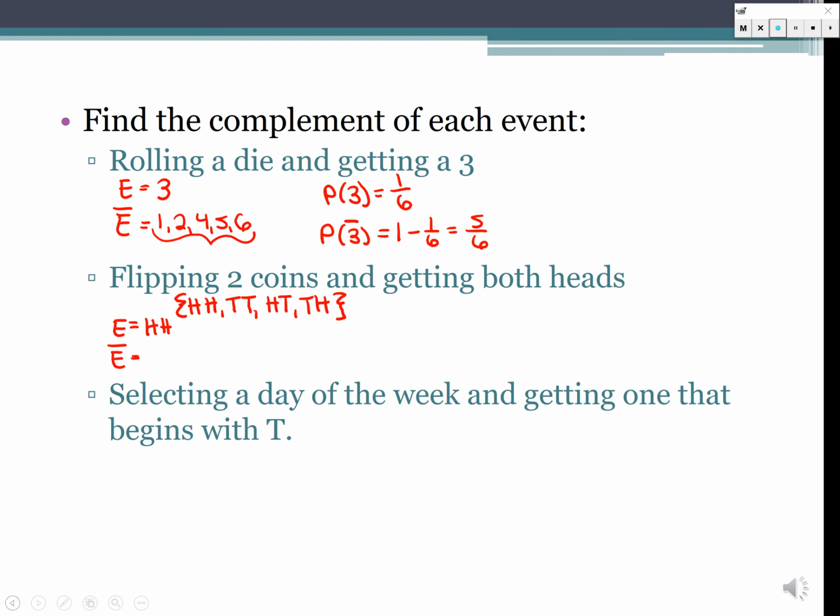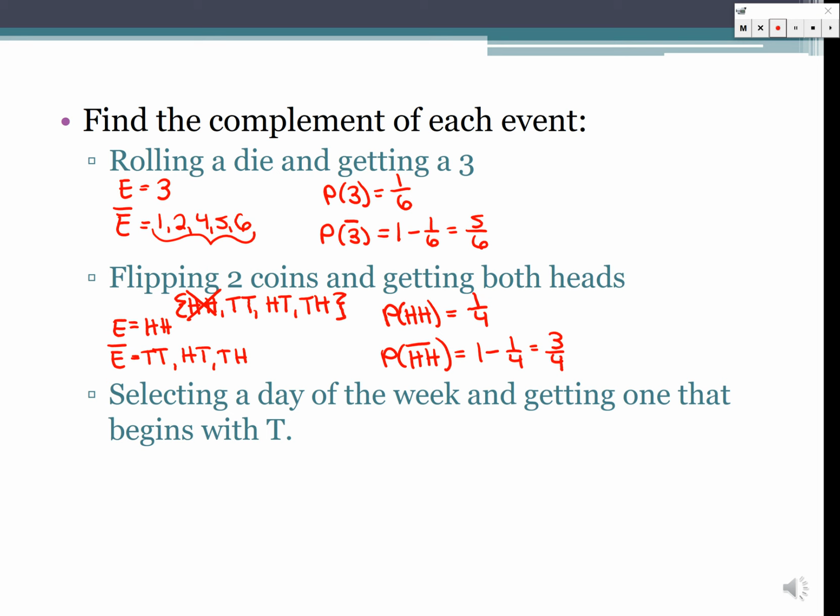is all the leftovers. So if my event is 2 heads, the complement of that is getting rid of that and writing everything else. So it'd be 2 T's, head, tail, tail, head. So those 3 outcomes would be what my complement would be. So if we talk probability, the probability of getting both heads is 1 out of 4. The probability of the complement, and remember we just denote that with the bar, would be 1 minus that 1 out of 4.